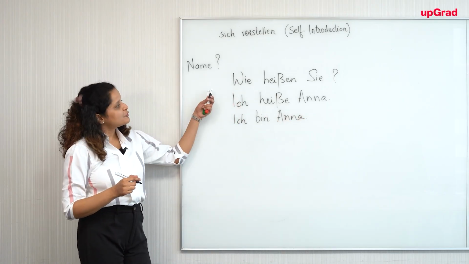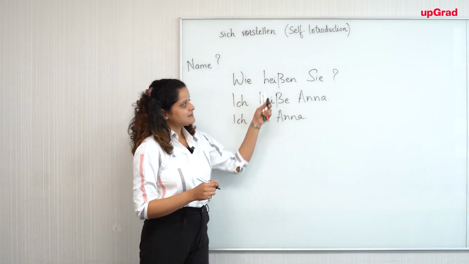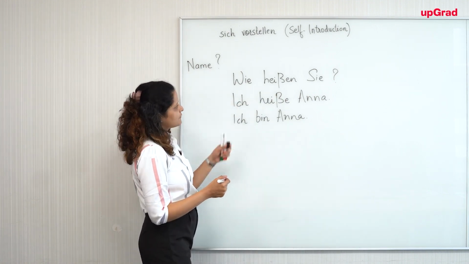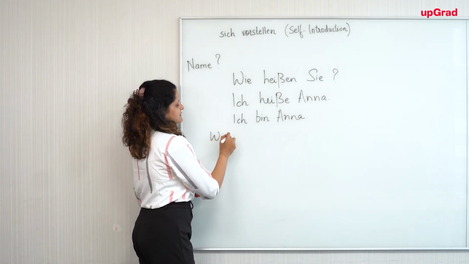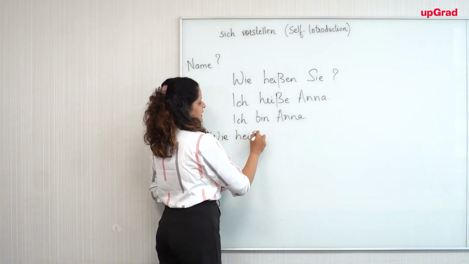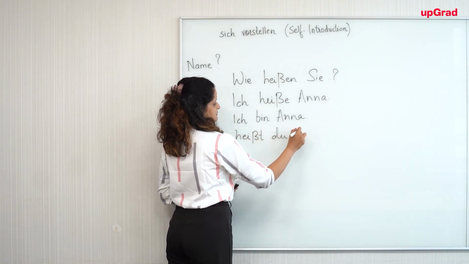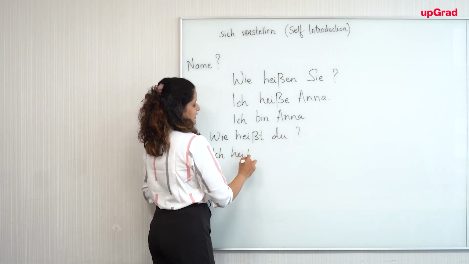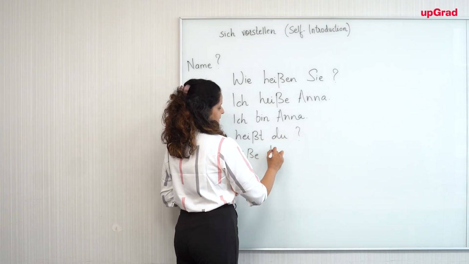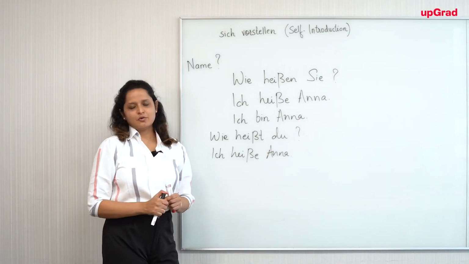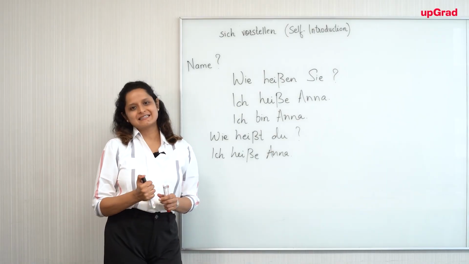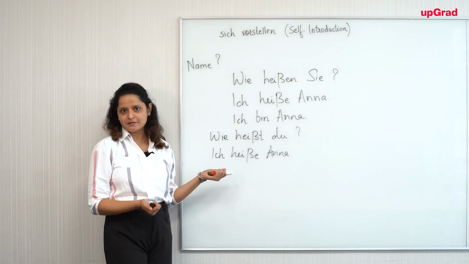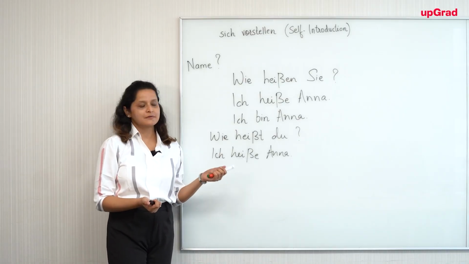Okay, so Wie heißen Sie? This is the formal question. We have an informal variation of it too, which becomes Wie heißt du? Ich heiße Anna. So these are the two questions with which you can ask somebody their name and also respond in this manner if you are asked these questions.